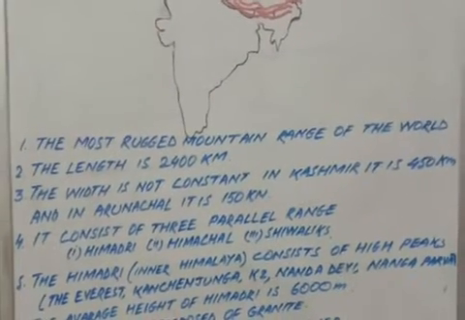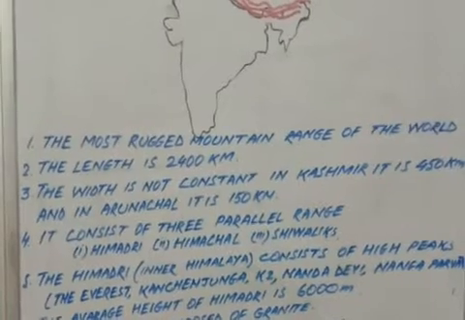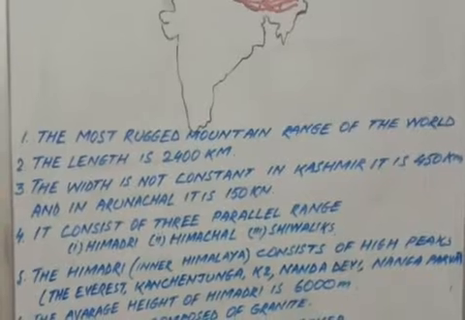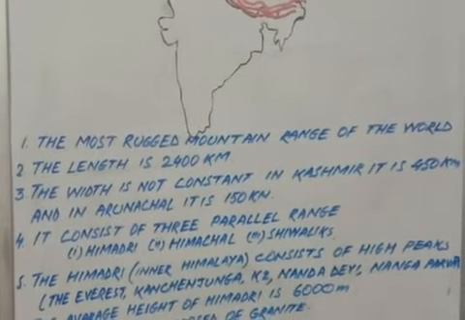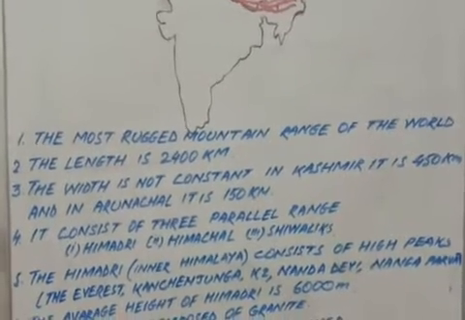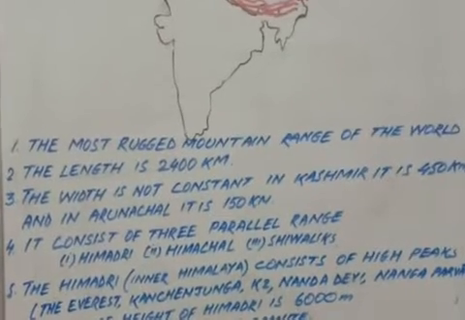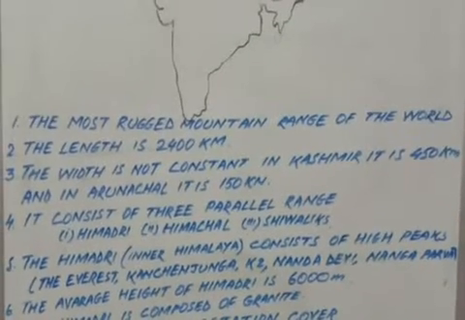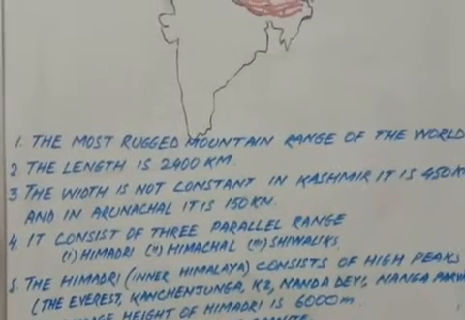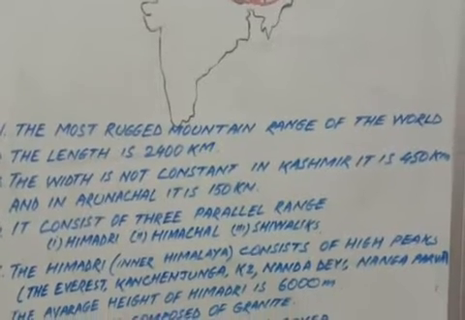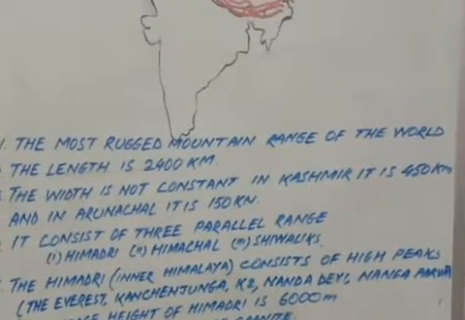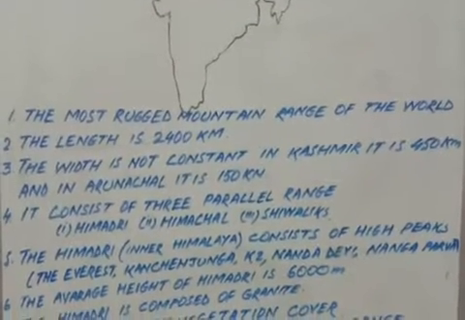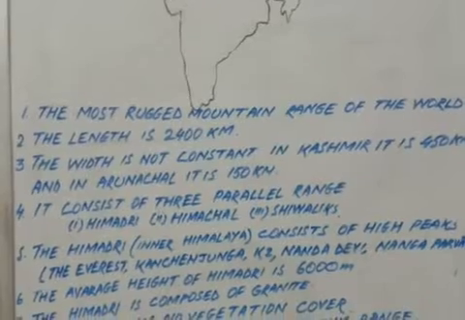The most rugged mountain range of the world is the Himalayas. Rugged means rough. The length of it is 2400 km. The width is not constant. Somewhere it is more, somewhere it is less. In Kashmir the width is 450 kilometers, and in Arunachal Pradesh it is 150 km.